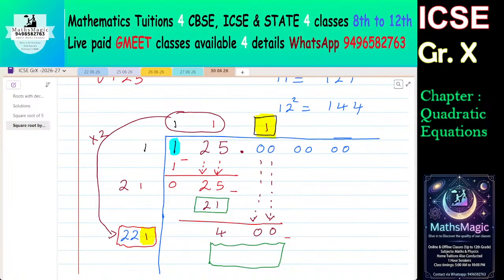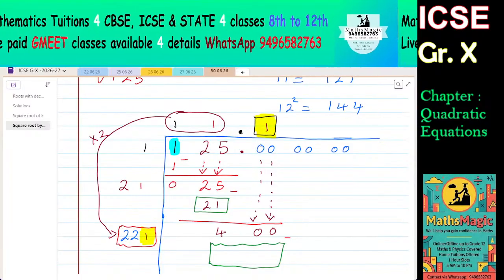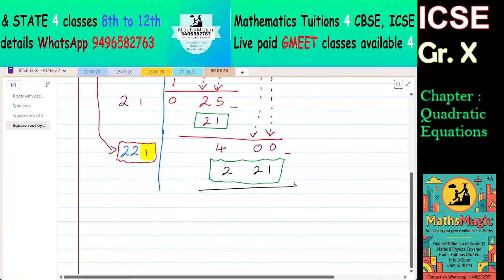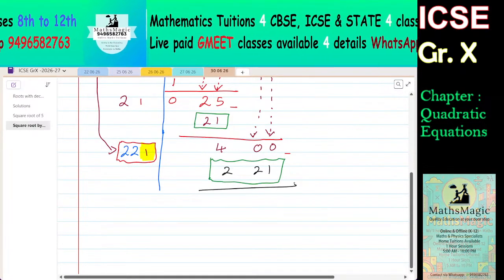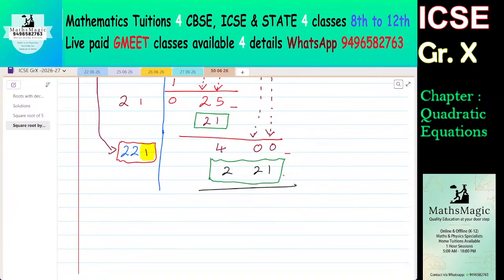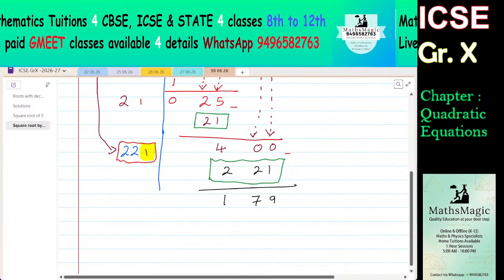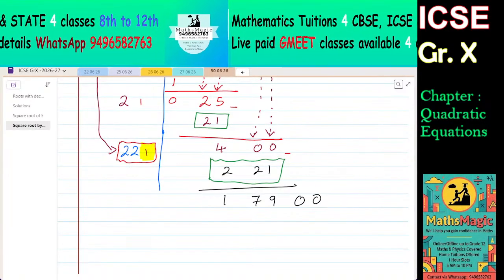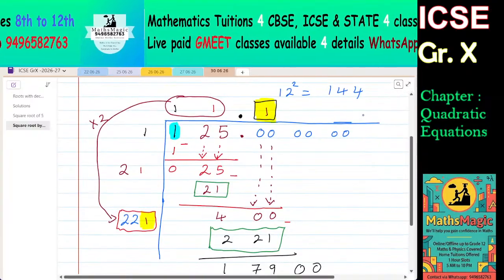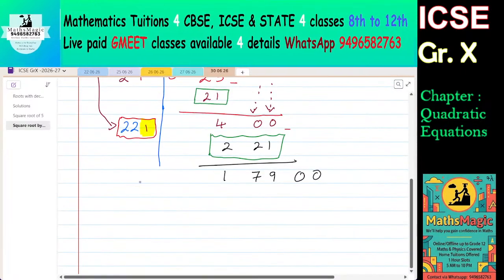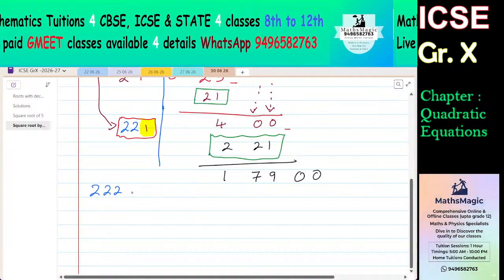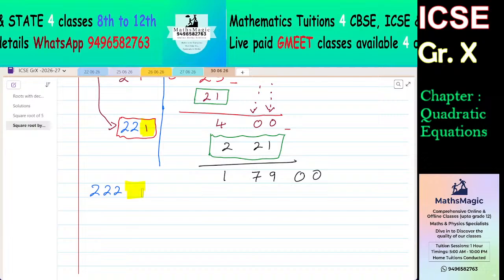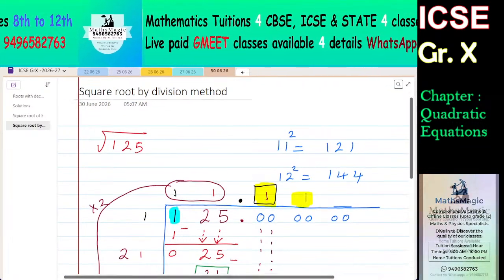So once you have fixed 1, you need to put a decimal place here also. We'll get 2, 2, 1 here. And you need to subtract it. That will be 1, 7, 9. Bring down those zeros. Then you will have 1, 1, 1. Make the double of it: 2, 2, 2. And put the yellow space here also.